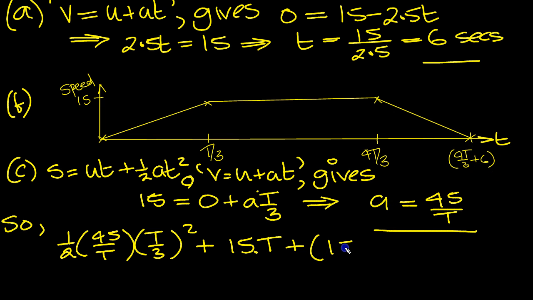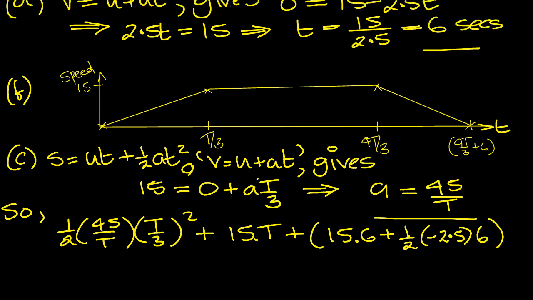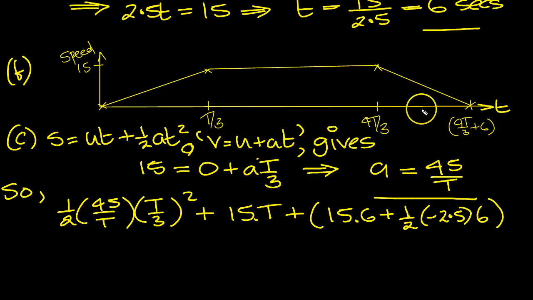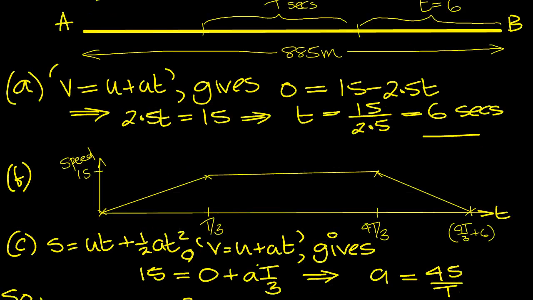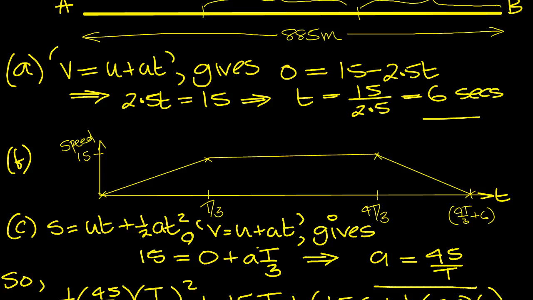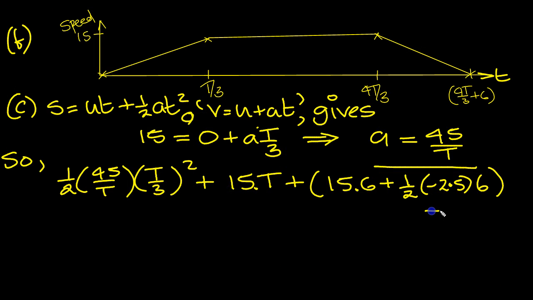So that's 15 times 6 plus half a, so it's a half. Acceleration on this last segment was minus 2.5, wasn't it? If we remember, minus 2.5 is the acceleration, times the time, which is 6, close bracket. That total distance then, here, here and here, must add up to the total distance between A and B, which we wrote down as 885.